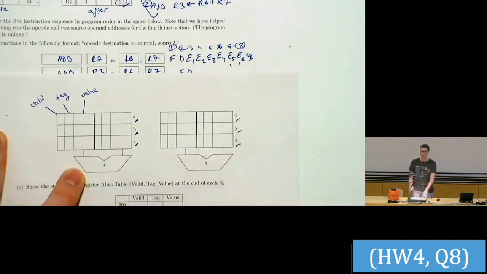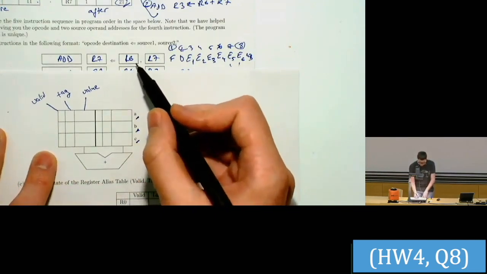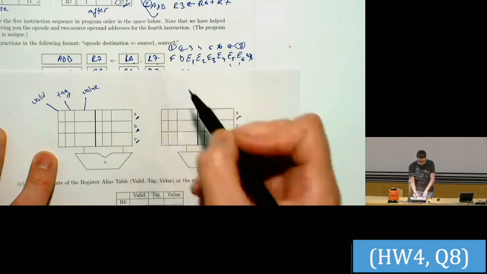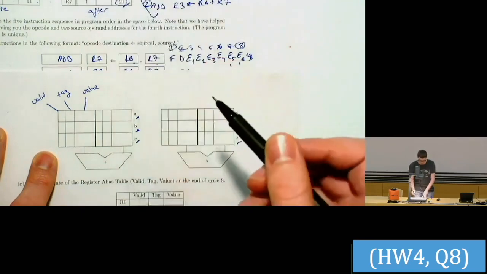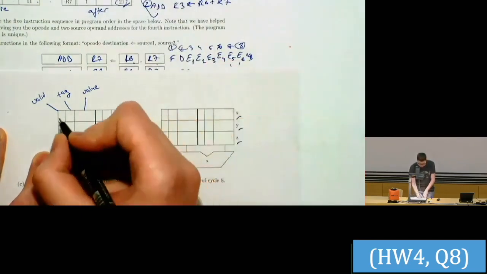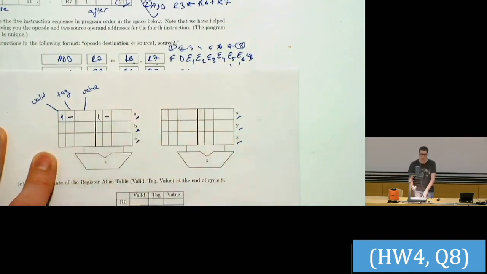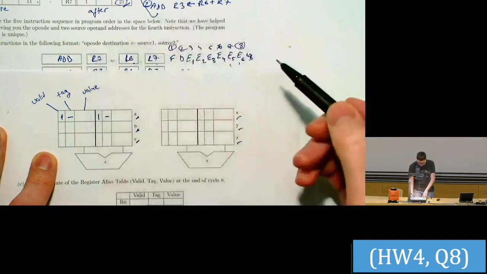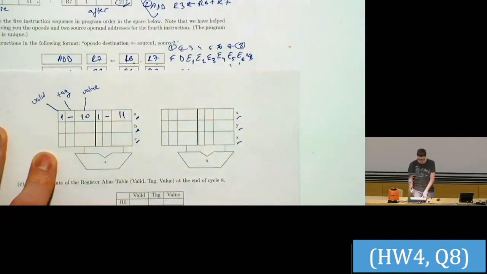Okay, so for the first instruction, we have the up-to-date versions of R6 and R7 in the register file, right? So for those two source operands, the valid bit is 1. We don't have any tag because we are not waiting for the result to come from another reservation station entry, and we have the values. We can just look them up from the register file: 10 and 11. So 10 for R6, 11 for R7.